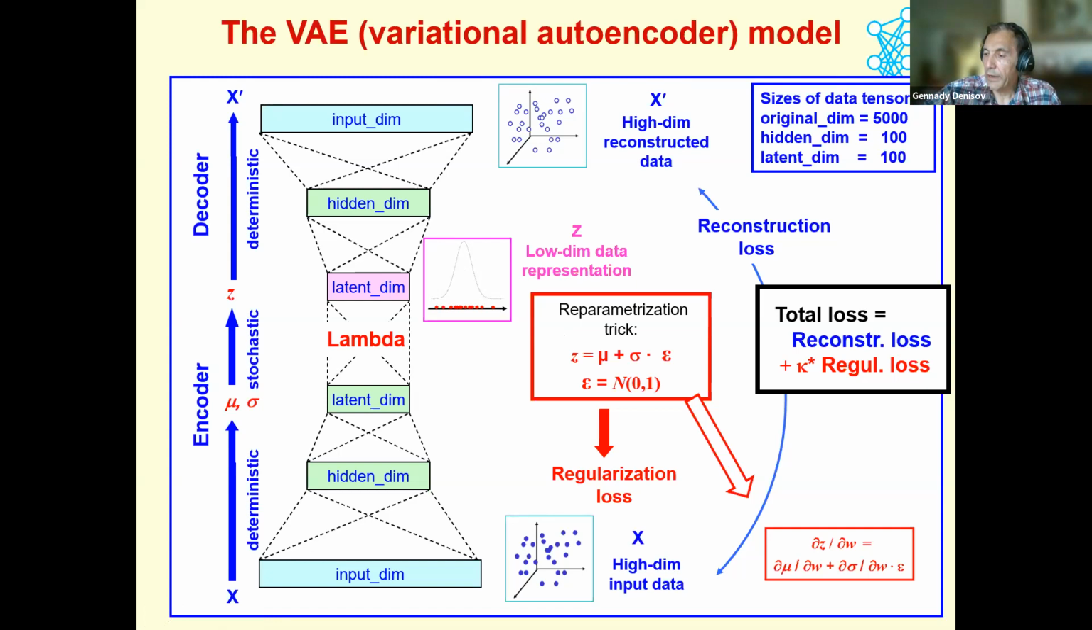So in summary, in the encoder of the variational autoencoder, the deterministic and stochastic parts are swapped. In the denoising autoencoder, the stochastic step was first and the deterministic one was next, but here it's otherwise. Any questions about variational autoencoder?